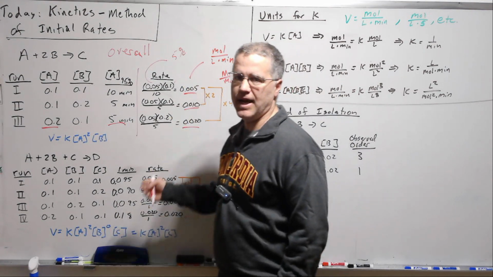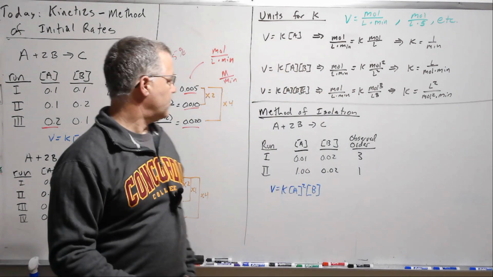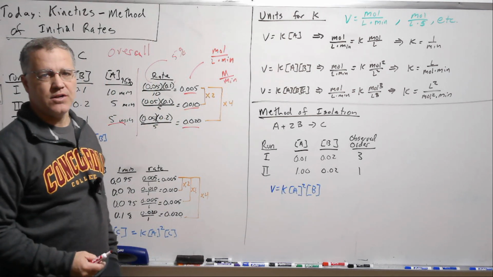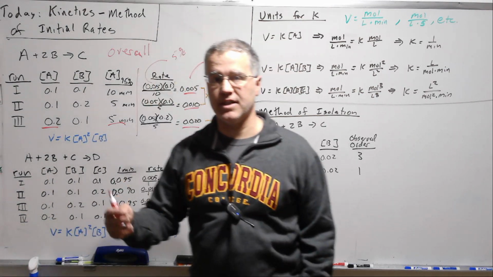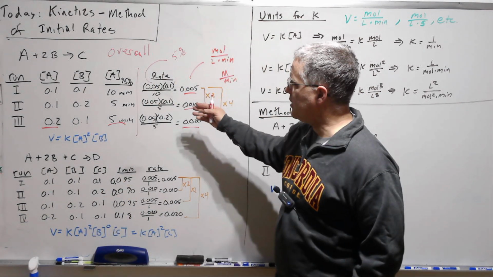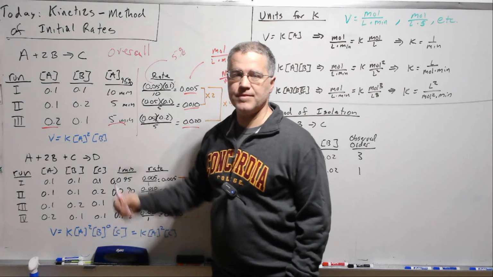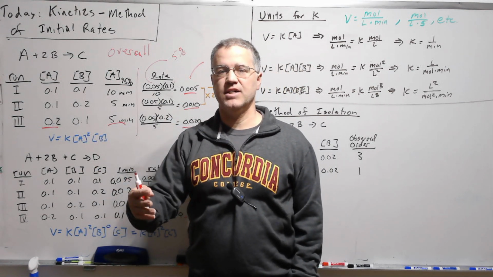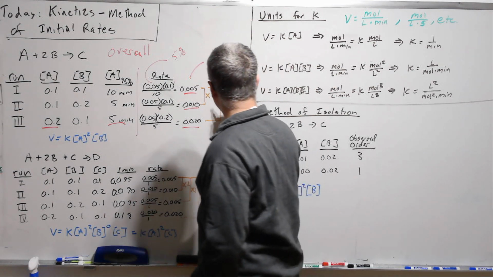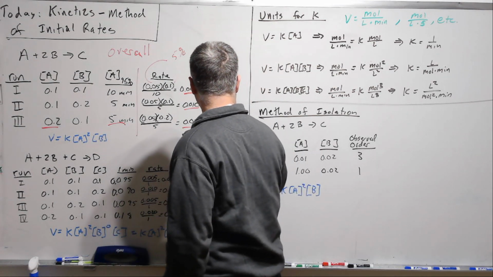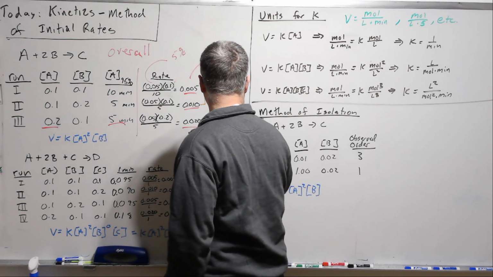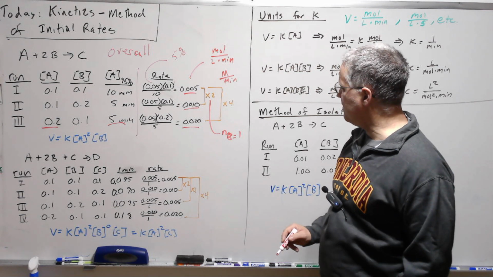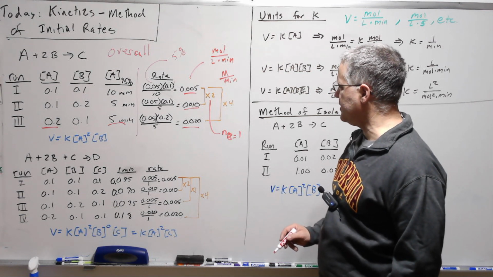Now what we do is compare these initial rates. When we compare the first experiment to the second experiment, we see a doubling of the rate. Then we ask ourselves, what did we do? We doubled B. So doubling B doubled the rate, and the concentration dependence here is linear. So from this we would get nB equals 1. The order of B is 1.